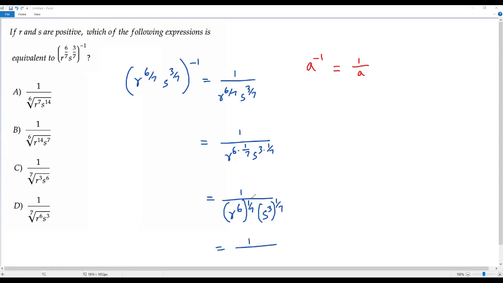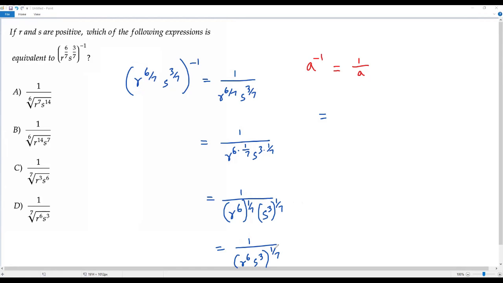1 over, here two powers are multiplied with the same exponent 1 over 7. Whenever two or more powers are multiplied with the same exponent, we can take the exponent in common. That is, we have r to the power of 6 times s to the power of 3, whole to the power of 1 over 7.